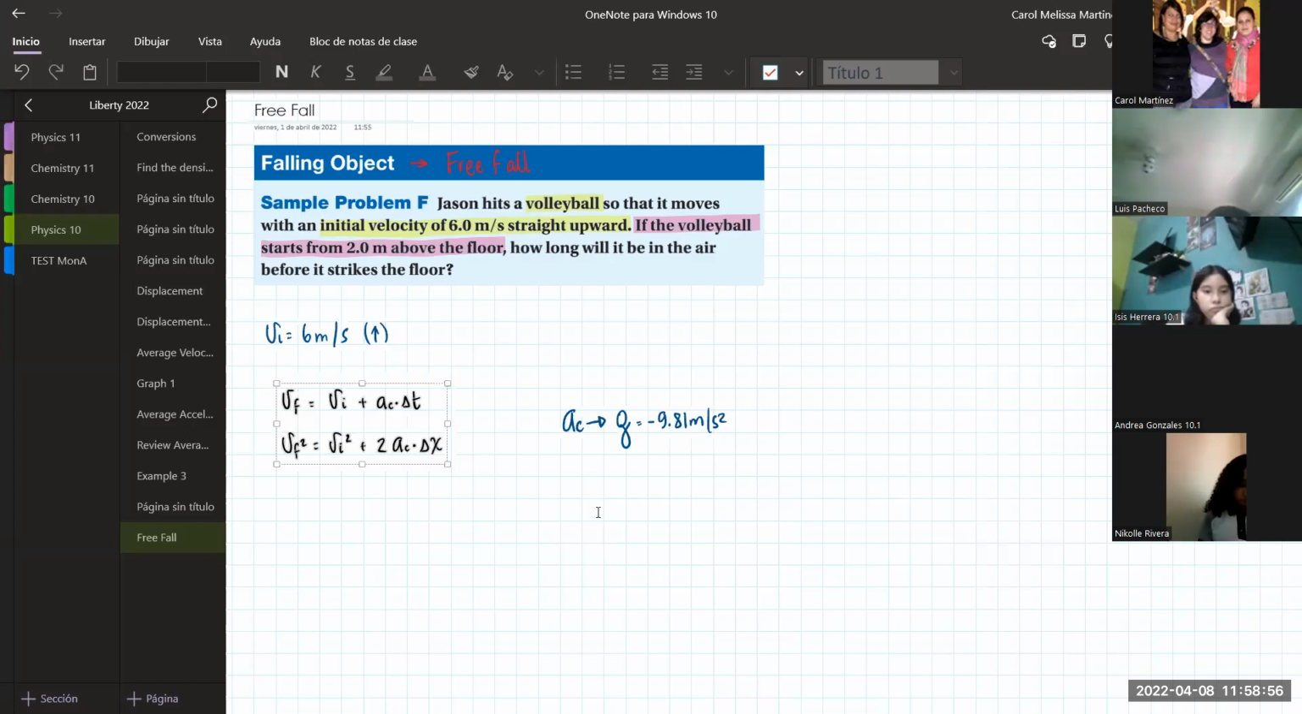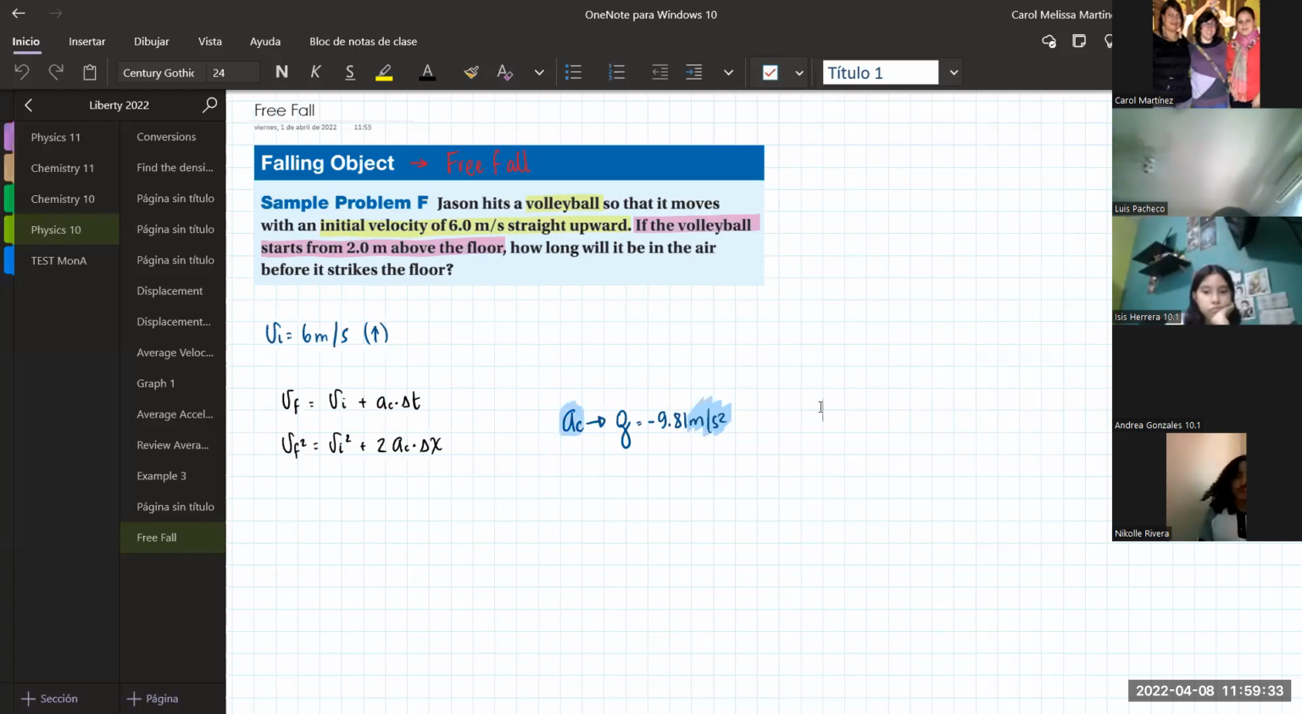Now, the difference is that instead of acceleration, we're going to be using the acceleration due to gravity on Earth, which is negative 9.81 meters per second squared, because it is an acceleration, it is going to be measured in meters per second squared. Okay, so that is something you need to be aware of. Now, what are we going to do? We're going to replace acceleration by gravity.